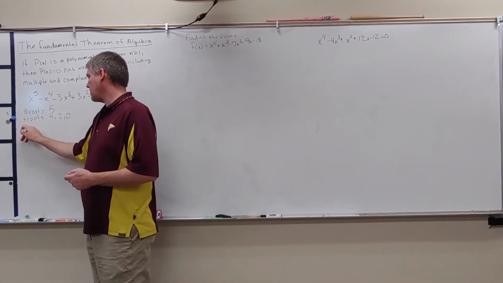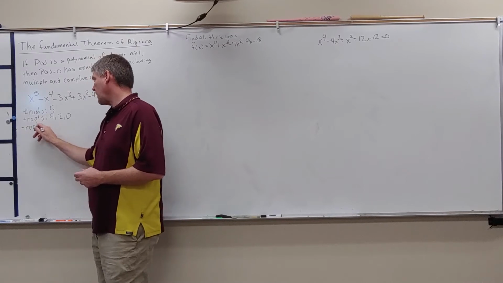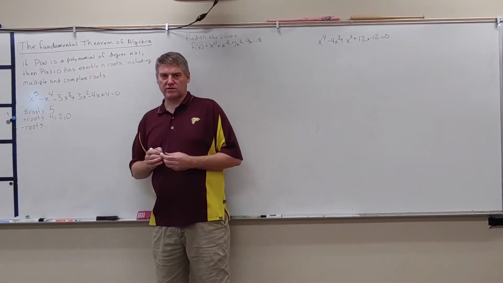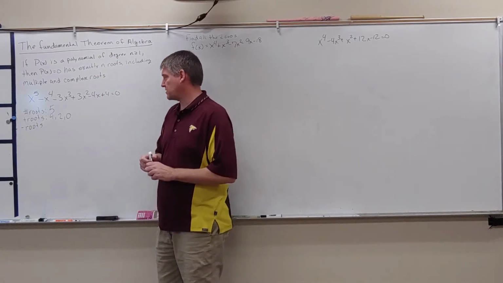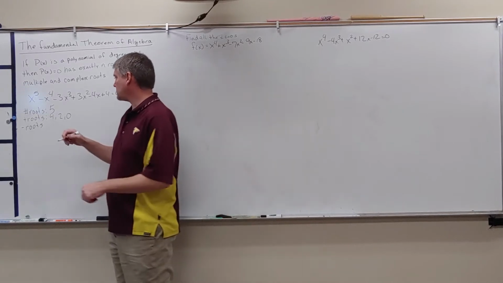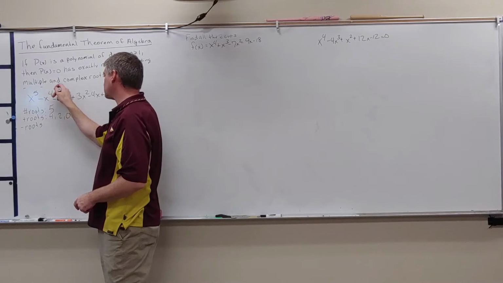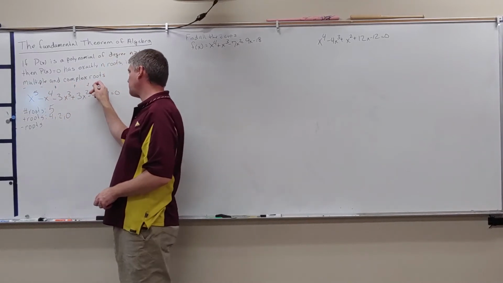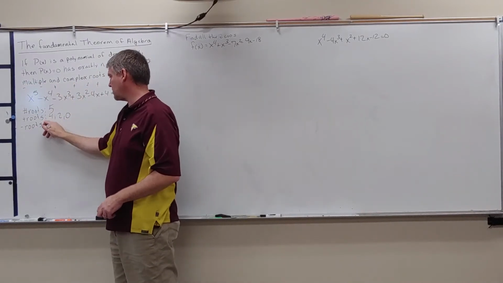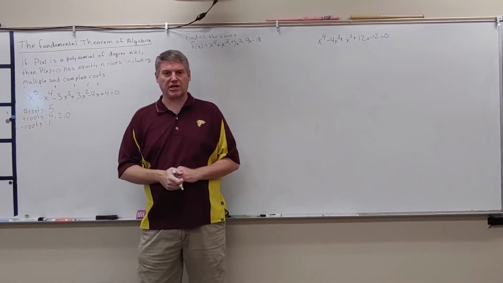Now for negative roots. Anywhere there's an odd power, I'm going to change the sign. Okay? So this is going to be negative now. So negative, negative, positive, positive, positive, positive. And I see here that I only have 1 sign change.